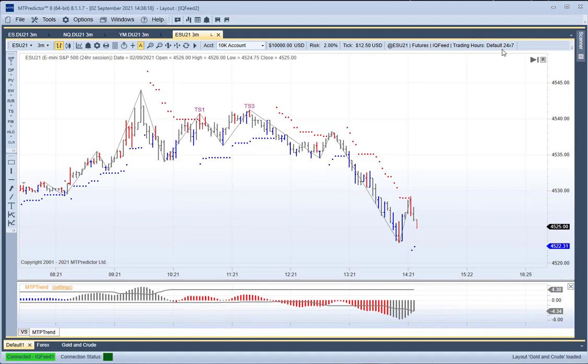This is a 24/7 chart, the 24-hour session chart. For those of you who are new to MTPredictor, we don't take all our automatic setups as if it's a black box system. We don't do that because we know and understand that markets are random about 50% of the time. In other words, we're only looking to trade when there's a clear picture on the higher time frame.